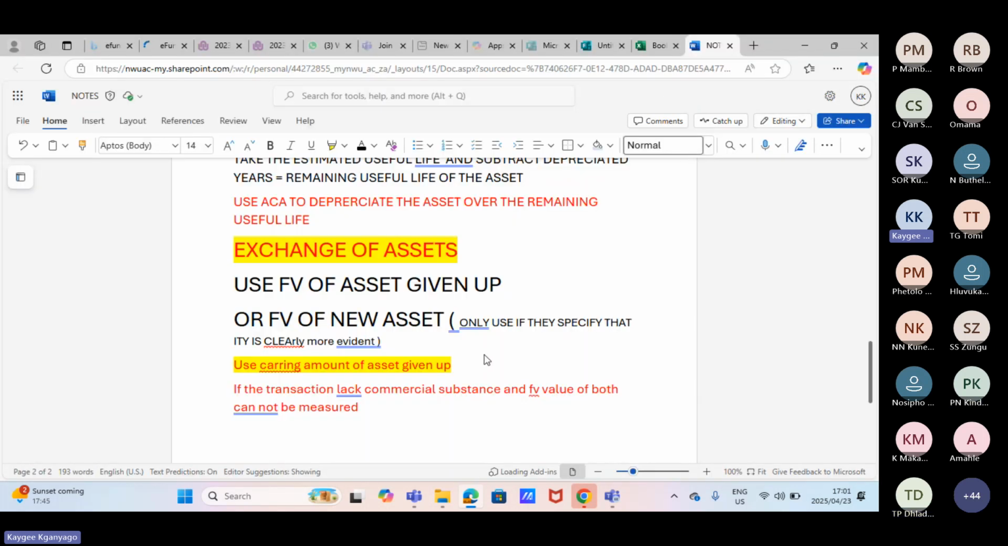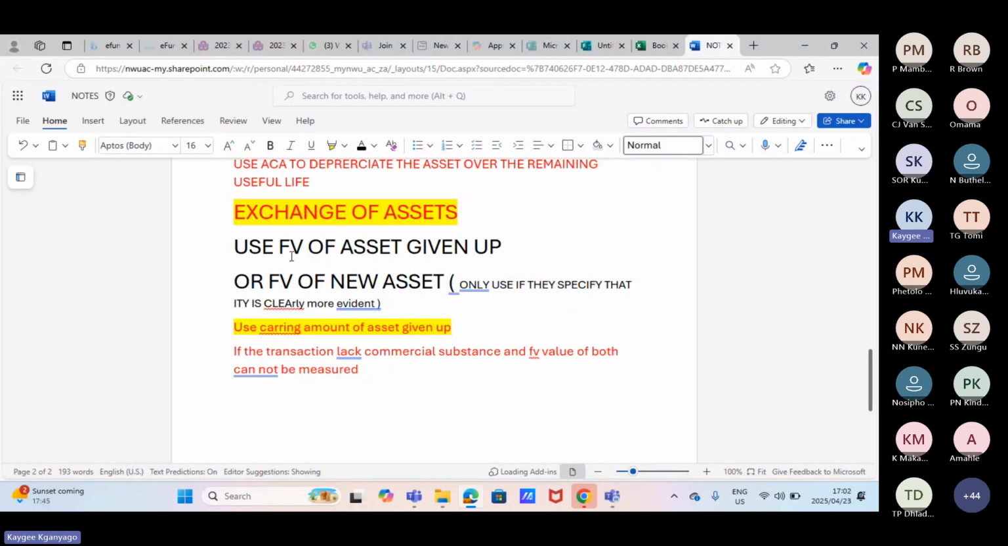Because some people are saying yes, some people are saying no. My question was, if you are given the fair value of the asset given up or the fair value of the new asset, can you still opt for using the carrying amount of the asset given up? No. Why? Because the fair values can be measured reliably. Now, can anyone see that this option can only be exercised if both requirements are met?